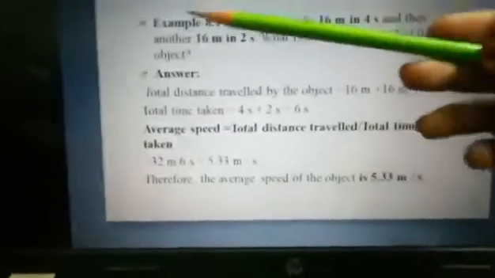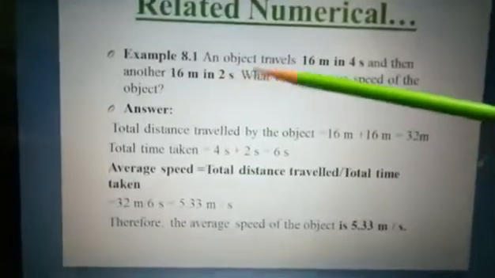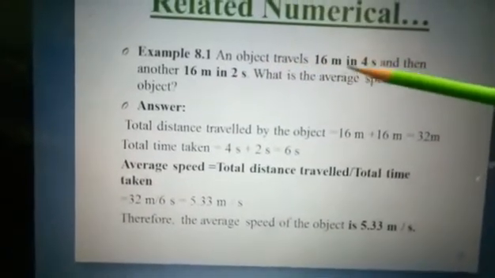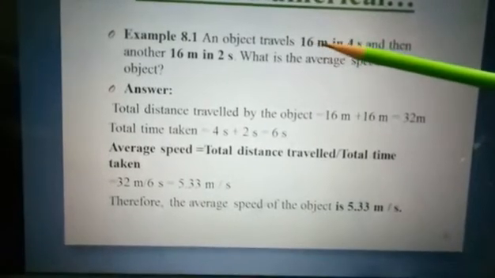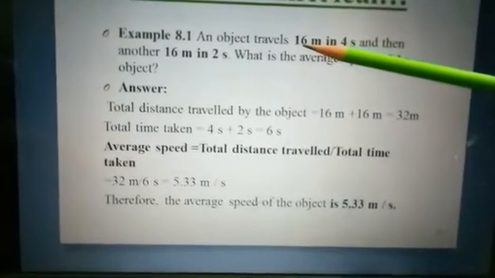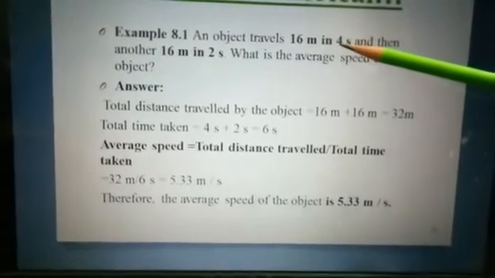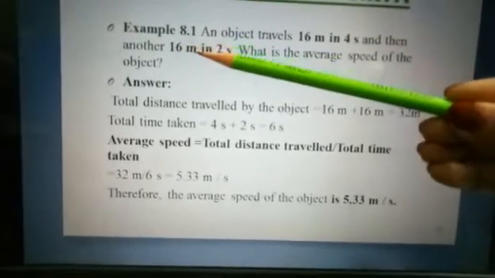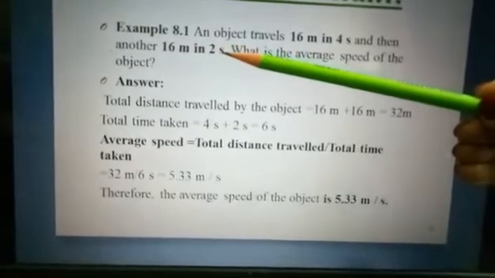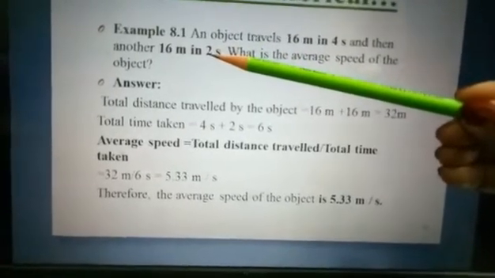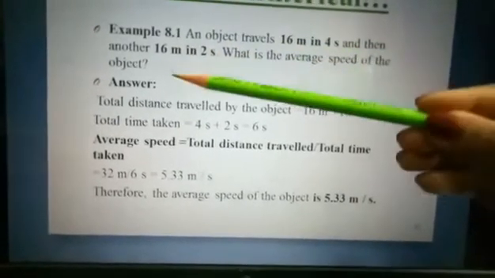This example is from your textbook, 8.1. An object travels 16 meter in 4 seconds. So your first work is to underline this 16 meter. Meter means distance and second represents time. And then another is 16 meters, so again it is representing distance. And 2 seconds. Second is the unit of time, so 2 seconds is for time. What is the average speed of the object?